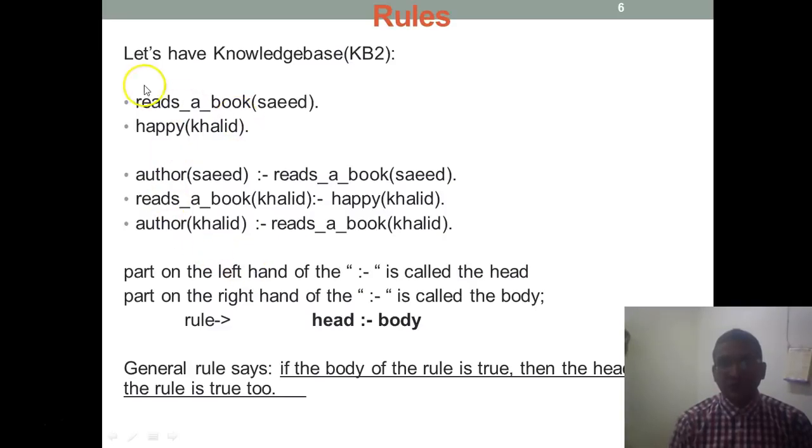Now let us move on to a wider knowledge base. Here we have facts and also we have the rule.